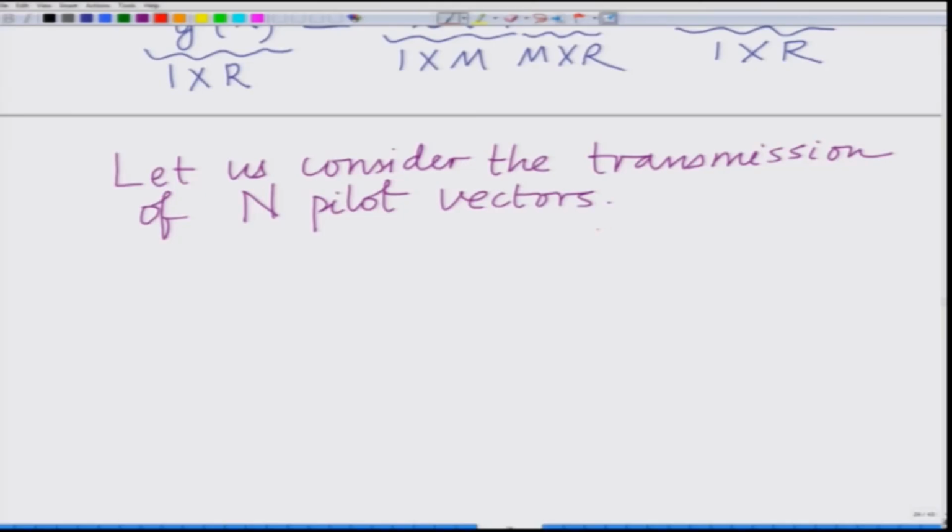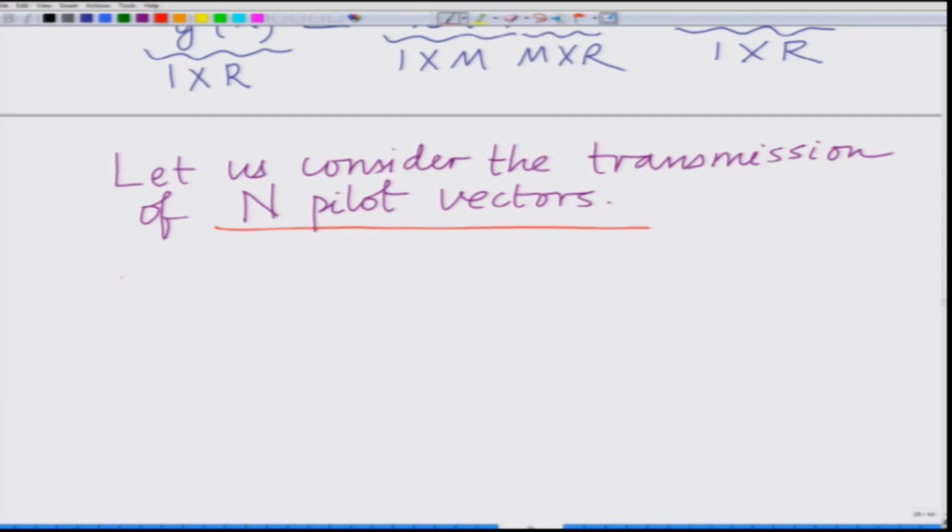Alright, x bar k is the pilot vector transmitted at time instant k. For the purpose of channel estimation, we transmit known symbols, and these are known as pilot symbols. So, naturally we have a pilot vector. Alright, we consider the transmission of n pilot vectors.